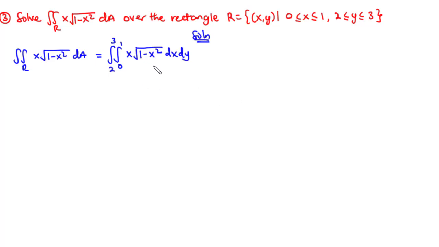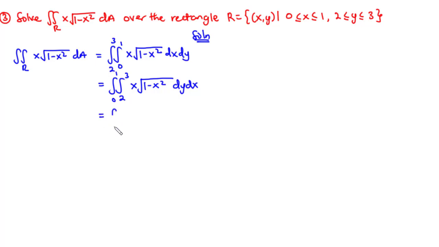Now looking at the nature of this function, if you try to integrate first with respect to x, the solution can look very cumbersome. It's going to be very complex. So let's try to integrate first with respect to y. Because we are going to switch the order to dy dx, it means that we also need to switch the integrals. So here we have on the inside from 2 to 3, on the outside from 0 to 1 of the function x times the square root of 1 minus x squared dy dx.